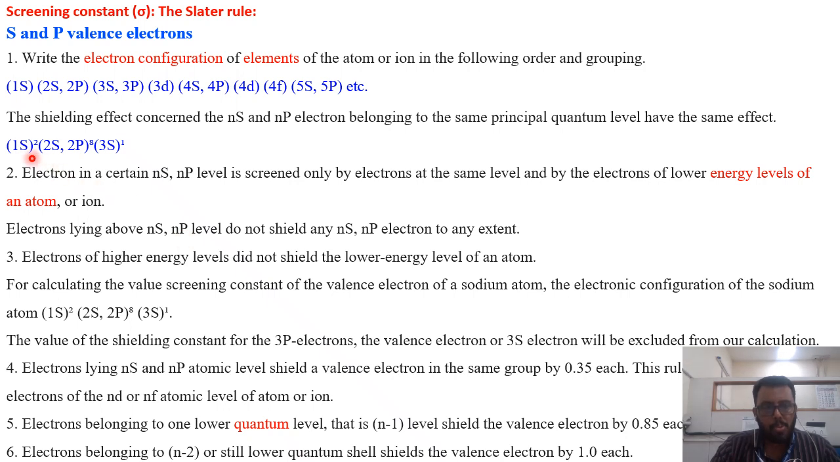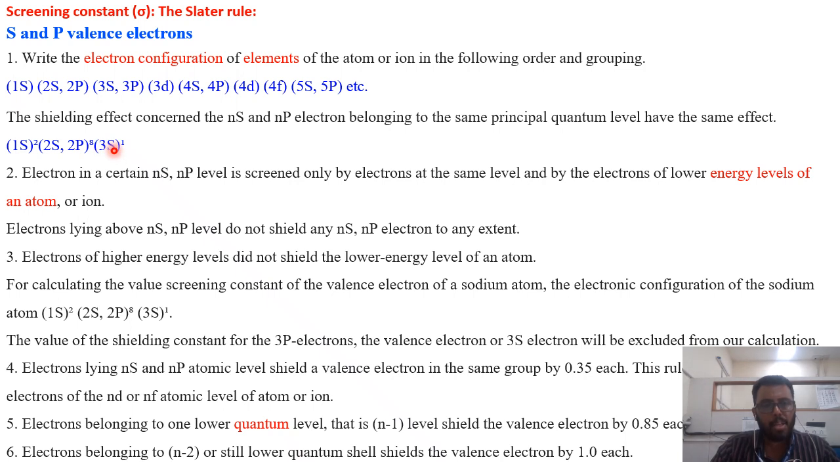Now, if it is an s orbital, it is fine. The maximum number of electrons is 2, so you can write 1s2. But if you write 2s and 2p, you have to sum up both and write it in the superscript. For example, the maximum number of electrons in the 2s orbital is 2, in 2p is 6, so 6 plus 2 is 8, and 3s will be 1. This is for sodium. Now sum up all these numbers in the superscript: 2 plus 8 is 10, 10 plus 1 is 11. So this 11 corresponds to the Z value, that corresponds to the sodium atom. The atomic number of sodium is 11.